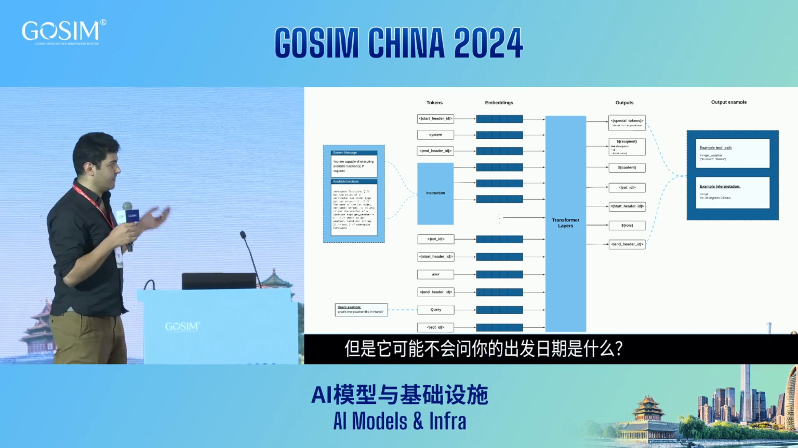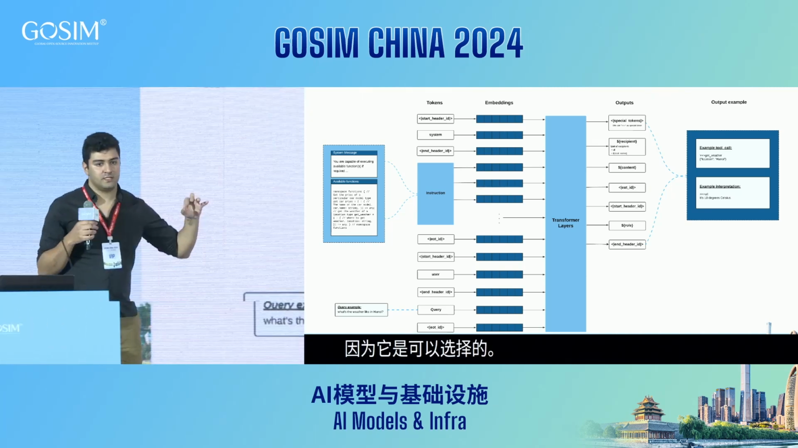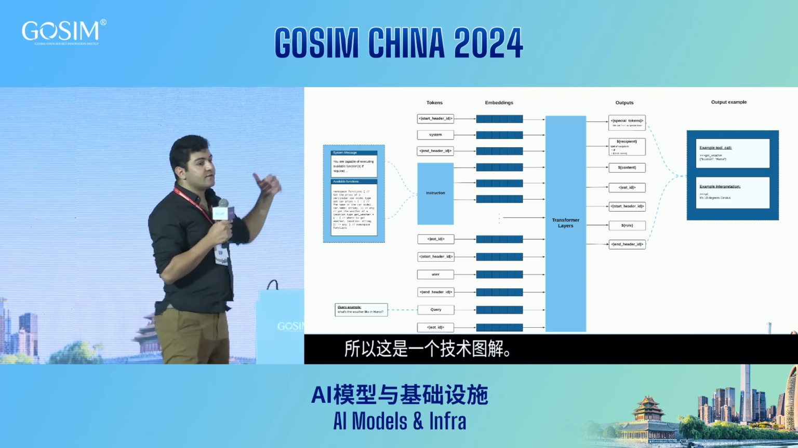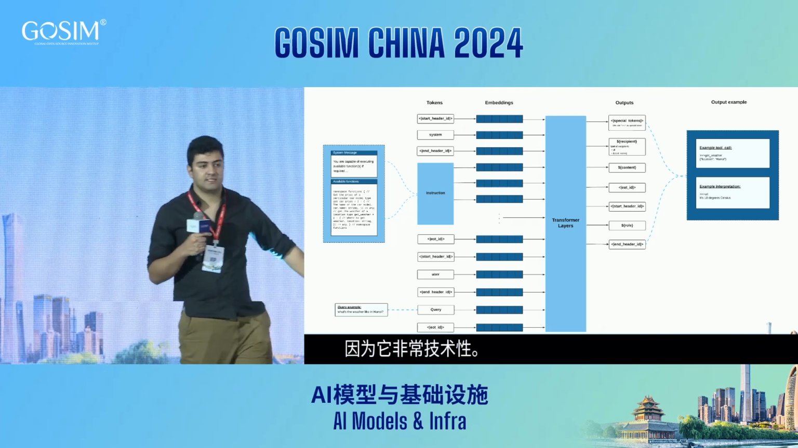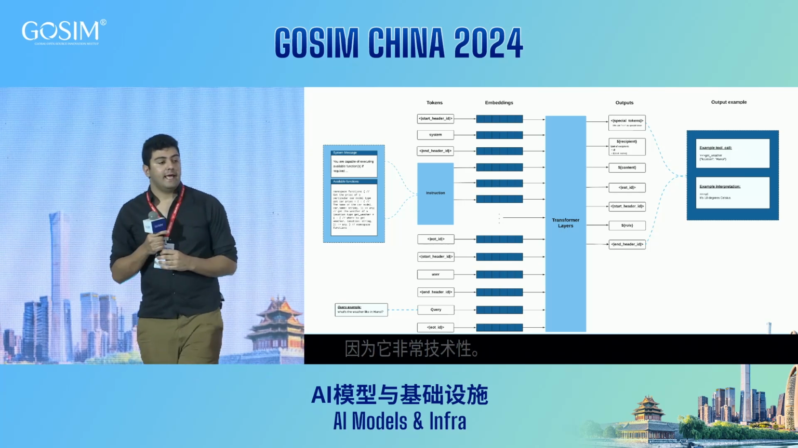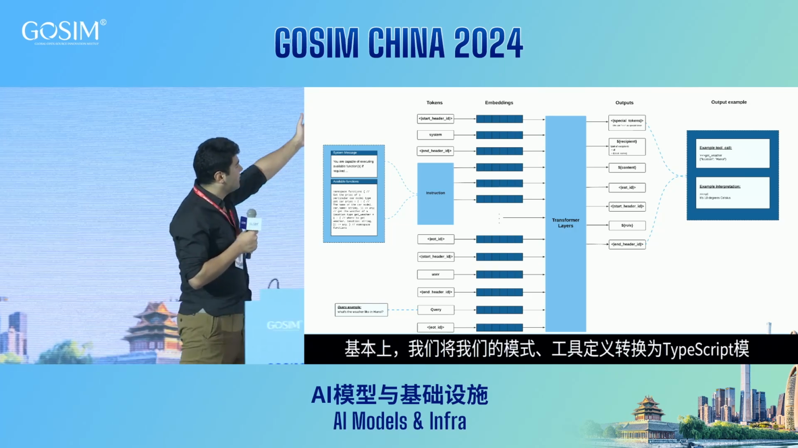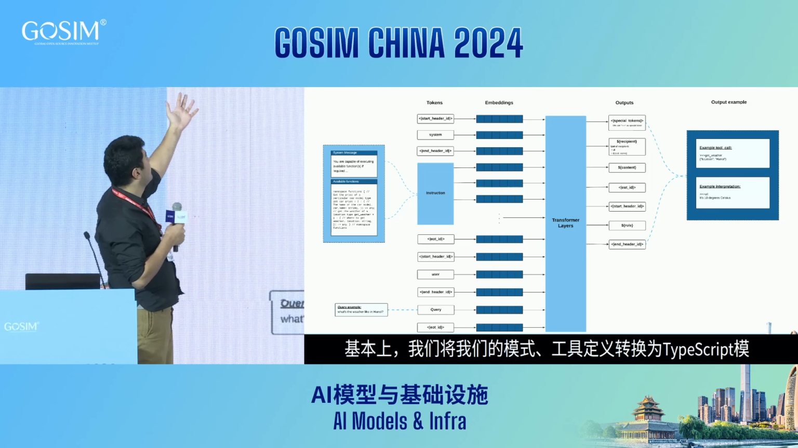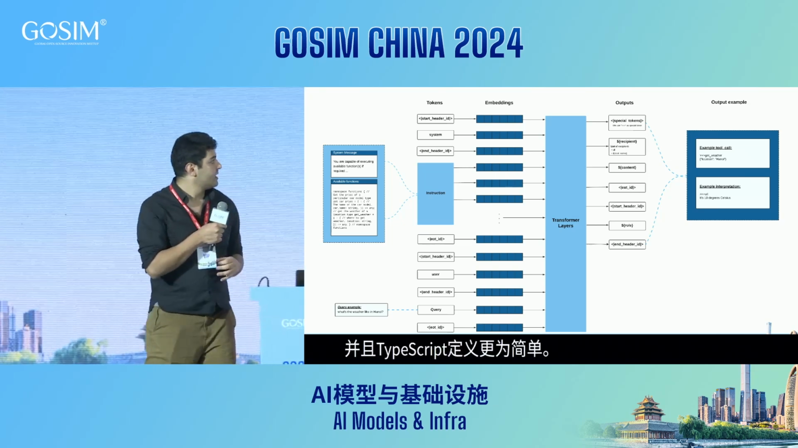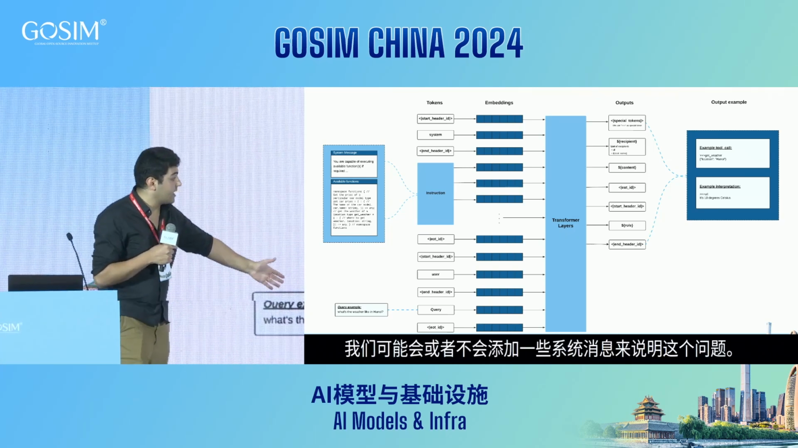So this is a technical diagram. I'm not going to get too much into this because it's very technical, but we are converting our schemas, our tool definitions, into TypeScript schemas because they are much easier for the model to understand, and TypeScript definitions are much simpler. So we convert it into available functions, and we might or might not put some system message about it. And this is our query here, what's the weather like in Hanoi?